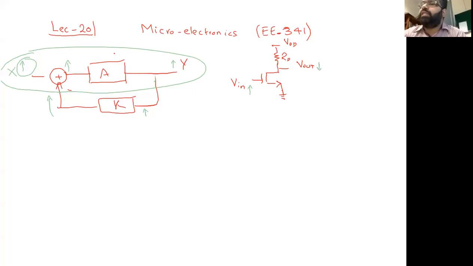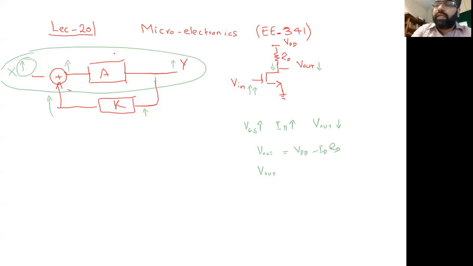Another way of seeing it is that V in is going up, meaning VGS is going up. This means the current flowing through here, ID, will go up. And as ID goes up, V out is equal to VDD minus ID RD. So you can see it in this way too: because ID is going up, V out will go down. So the same thing, V out will go down. And now it's connected to the feedback somewhere, and then you can see whether it's doing positive or negative, and conclude accordingly.